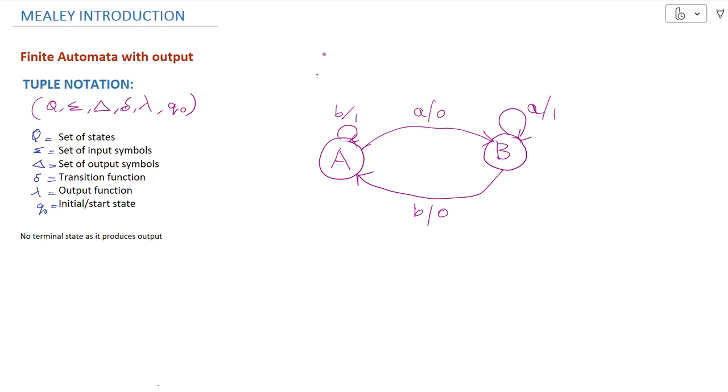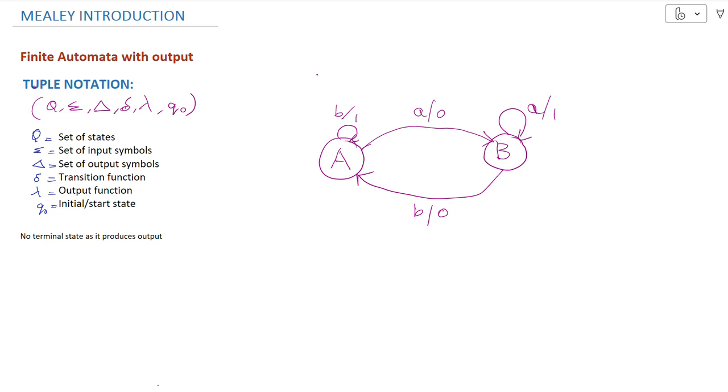So Mealy machines are finite automata which will produce an output, whereas the other models like DFA and NFA will not produce an output. They'll either come to an accepting state or a rejecting state. So a Mealy machine is represented with the tuple notation just like the DFA, which is a 5-tuple notation. Here you have six tuples to represent it.